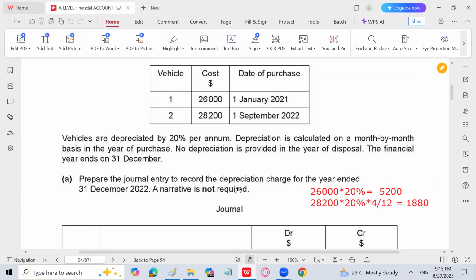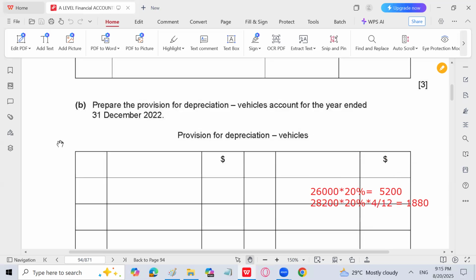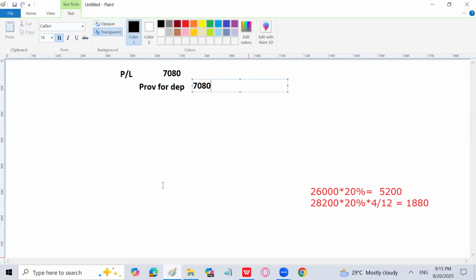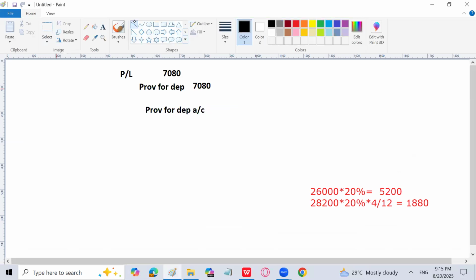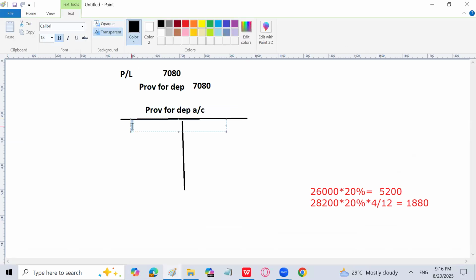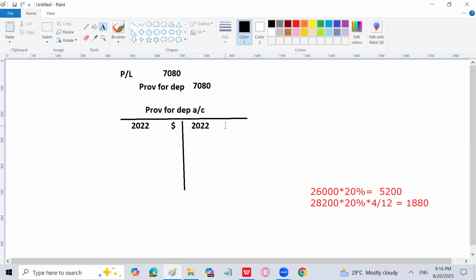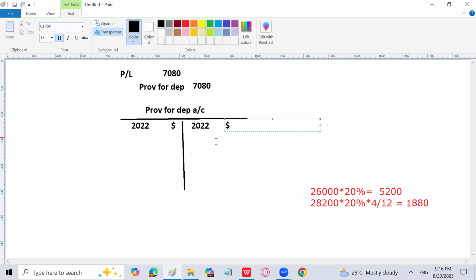Now let's move forward. What is the next part? Prepare the provision for depreciation vehicle account for the year ended 31st December 2022. Now I have to prepare the provision for depreciation account for the year 2022. So let's do that. Remember this, that we are presently preparing the account for 2022. It means that the asset which has already been used or depreciated in the past, we have to take the depreciation along with the question.